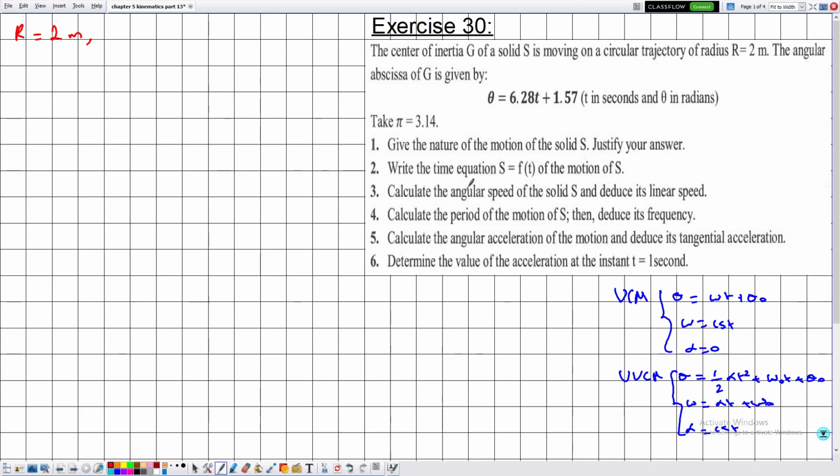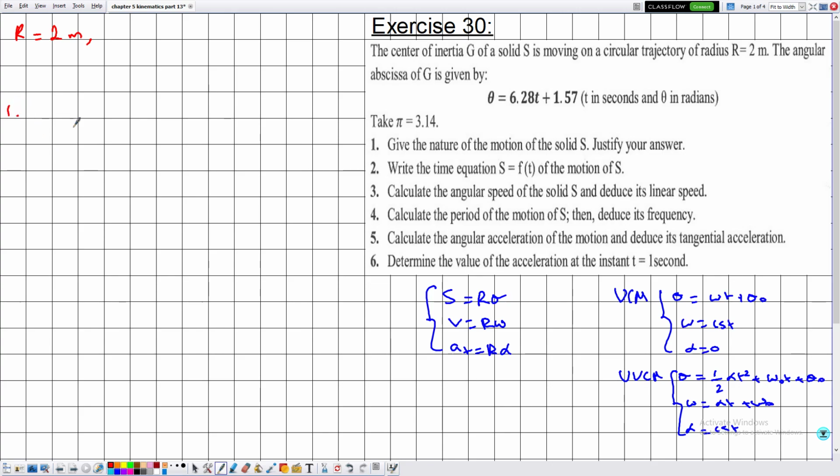Notice that here in part 2 they are mentioning the curvilinear abscissa. So let me also write the different relations between the curvilinear and the angular quantities. For the linear and angular quantities, we know that S is equal to r theta, V is equal to r omega, and A tangential is equal to r alpha. Okay, let's proceed.